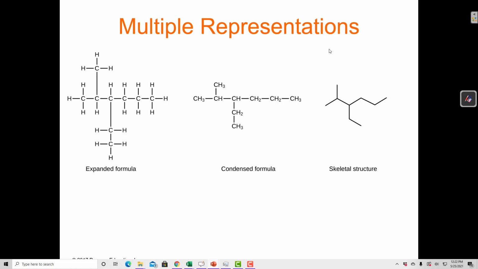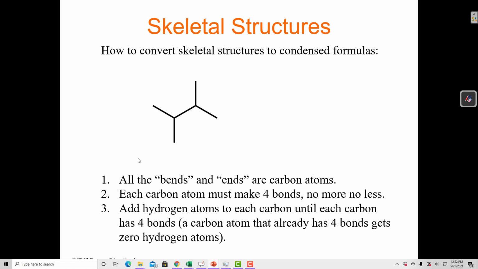So the first thing to consider is that when we look at a skeletal structure, all the bends and the ends are carbon atoms. What I mean by that is that the end of each chain is a carbon atom. So let's do the ends. That's easy. Here's an end, carbon. Here's an end, carbon. Here's an end, carbon. Here's an end, carbon. And now all the bends. Wherever the chain changes direction, we would call that a bend. So there's a bend, and there's a bend. So I know that in this formula, let me write it down here, C6. I have six carbons: 1, 2, 3, 4, 5, 6 carbons. All the bends and ends are carbon atoms.